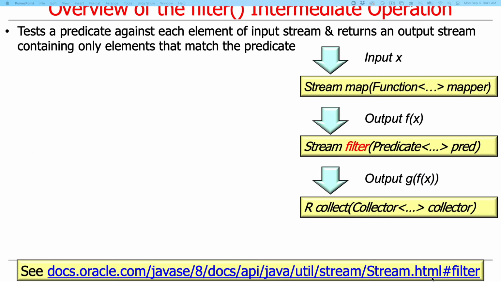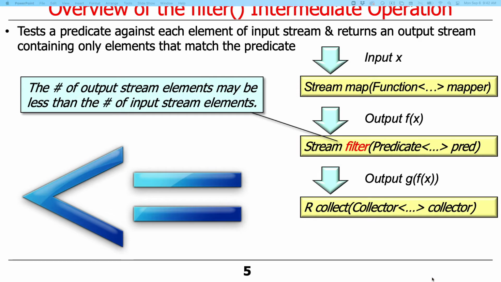So what does filter do? It tests a predicate, remember a predicate's a functional interface, against each element of an input stream, and it returns an output stream that only contains elements that match that particular predicate. So it's used to basically filter things that match. As a consequence, the number of elements in the output stream may be less than the number of elements in the input stream. It all depends on whether they were matched or not. If they match, they come out.